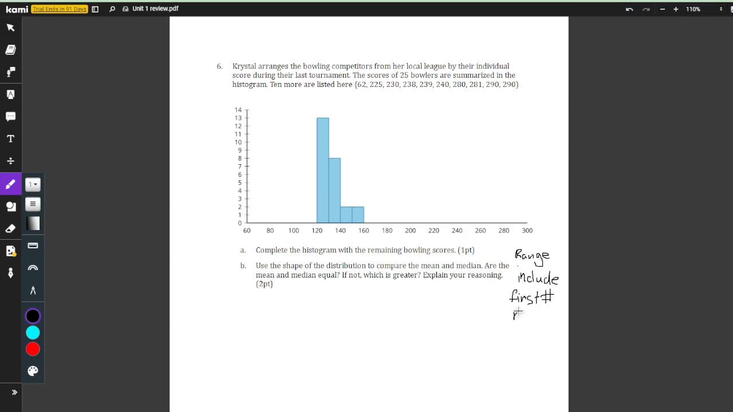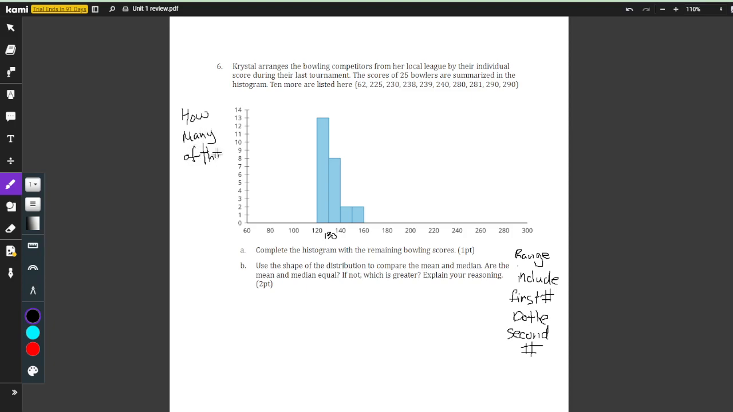Okay, but not the second number, okay? Do not do the second number. So if it's 120 over here and 130, then we include everything from 120 to 129. 130 does not count. 130 counts for the next box, okay? So up here, this right here is how many numbers are included in that.